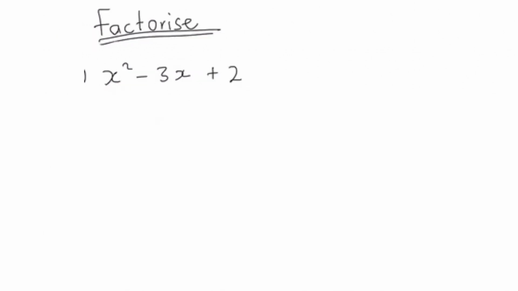So number 3 says factorize x squared minus 3x plus 2. In this one, the coefficient here is 1. If the coefficient is 1, you proceed to open your two brackets and write your x and x. x multiplied by x will give you x squared. That's why we write x and x there.